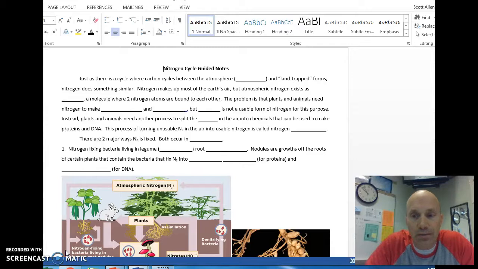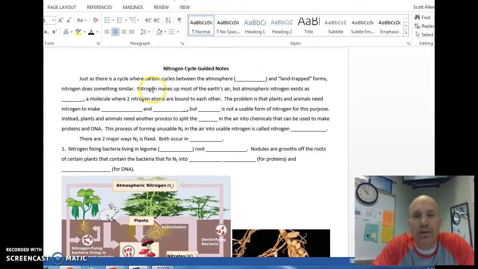So nitrogen atoms can do the same type of thing. All right. There's a form of nitrogen that exists in the atmosphere, but there's also forms of nitrogen that exist essentially on the Earth's surface. All right. So this part right here, atmosphere, is just another word for air.